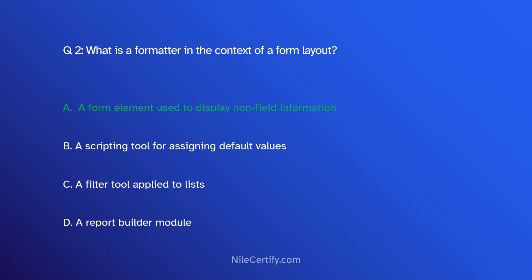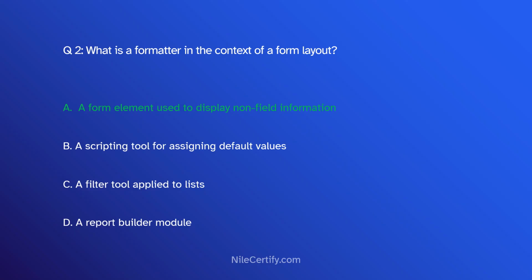But let's go through the other options, right? So option B, a scripting tool for assigning default values. And this one sounds like it belongs somewhere in the platform, but not here. Assigning default values is usually done with default value on the dictionary, client scripts, business rules. Those are scripting tools and configuration, but they are not formatters and they are not strictly about form layout. They change data behavior, not visual layout elements. So B is incorrect.